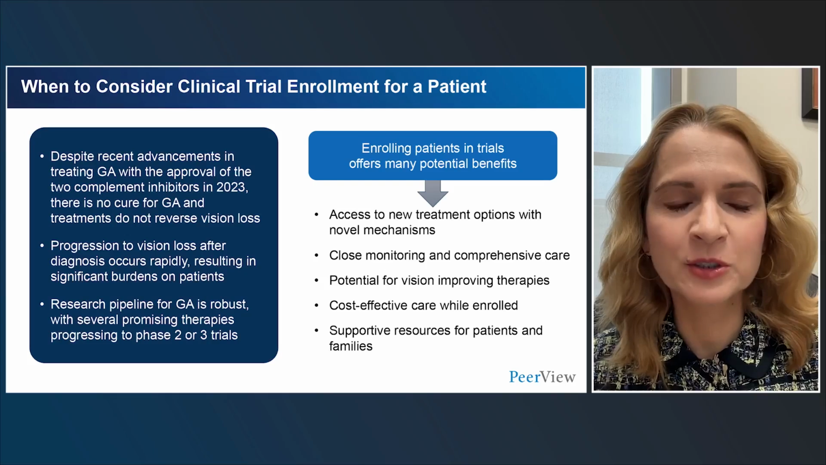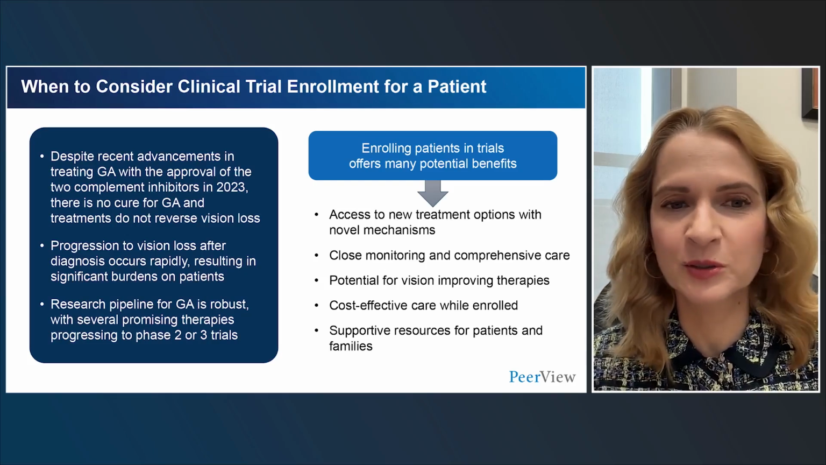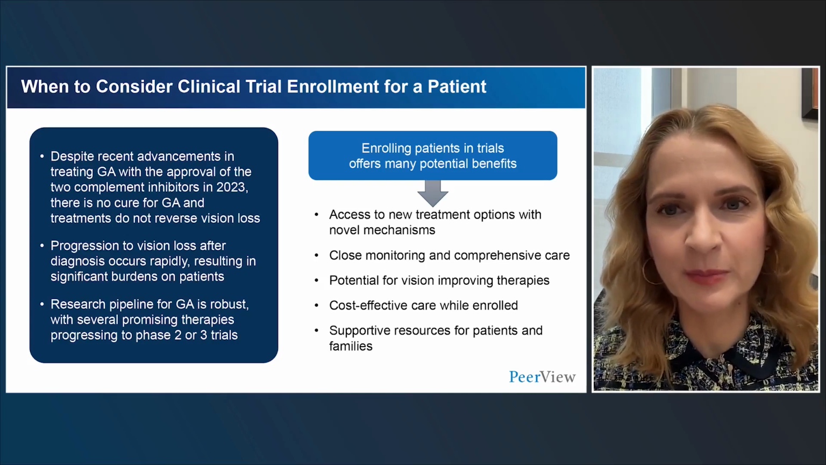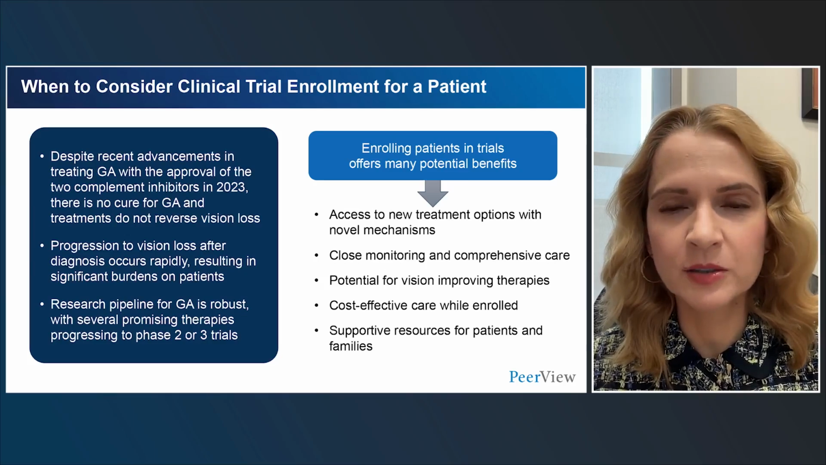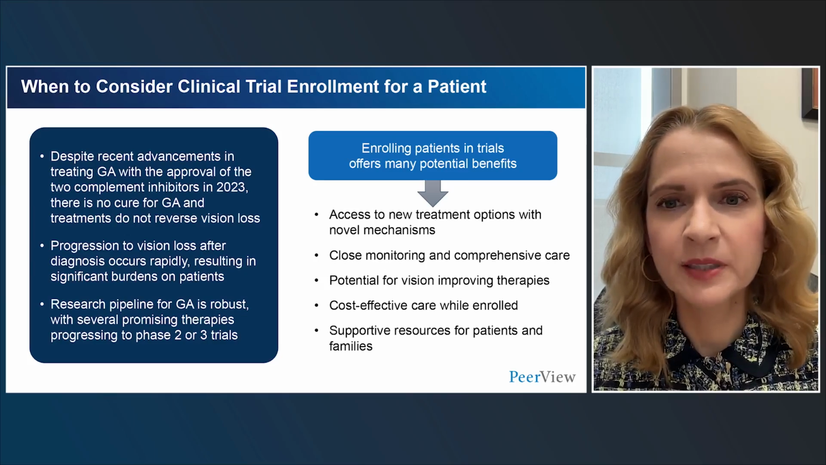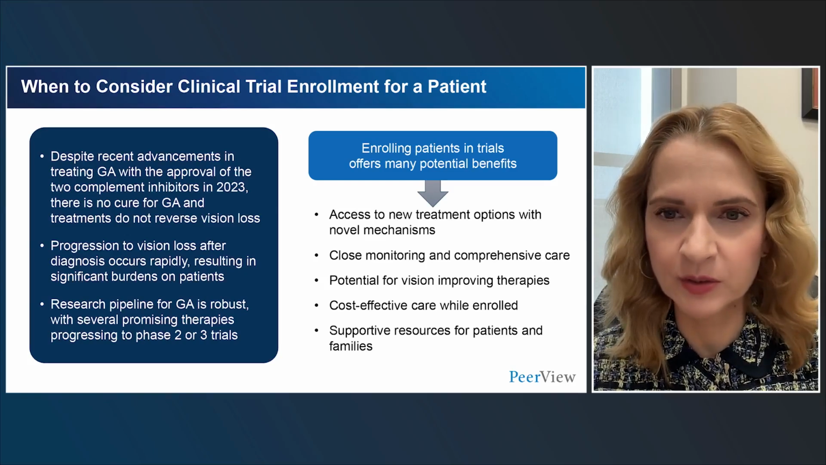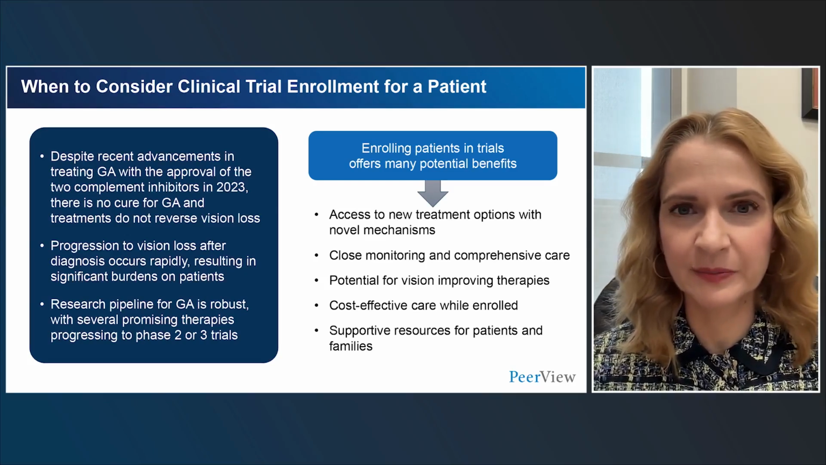The research pipeline for GA is robust, with several promising therapies progressing to phase 2 or 3 trials, as you have seen. Enrolling patients in these trials offers many potential benefits to patients: access to new treatment options with novel mechanisms of action, close monitoring and comprehensive care, potential for vision improving therapies, cost effective care while enrolled in the study, and supportive resources for patients and their families.